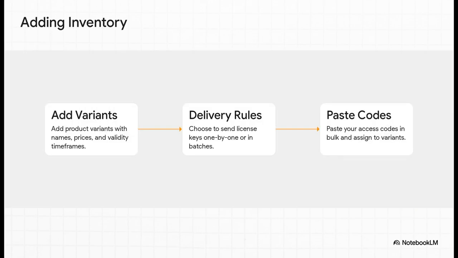So, how do we actually stock the virtual shelves? It's a breeze. Step 1. Add your product variants with specific names, prices, and validity timeframes if you need them. Step 2. Configure your delivery rules. This is where you decide if you want to send keys one by one or in larger batches after a purchase. Step 3. You simply click New Multiple License Keys, paste your access codes in bulk right into the app, and assign them to the correct variants. And just like that, the whole shebang is done, and your digital shelves are fully stocked.